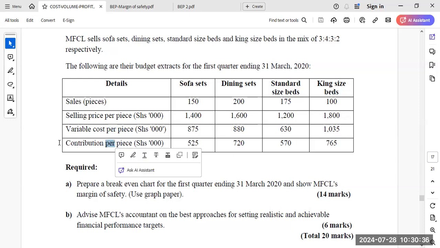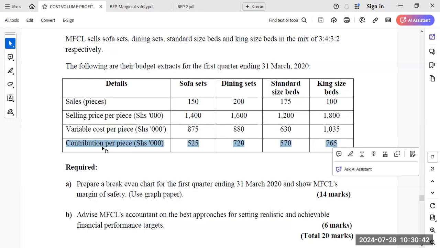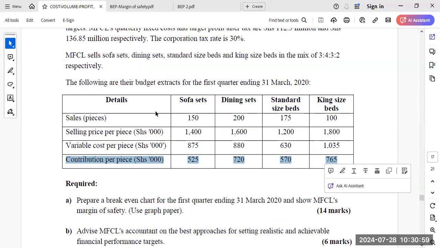And every time you're given a contribution, life is now easier. Because sometimes you're not given a contribution. In such a scenario, you get the unit selling price, you subtract unit variable cost to get contribution per unit. So this is the only information we need to answer our question, and we can start.